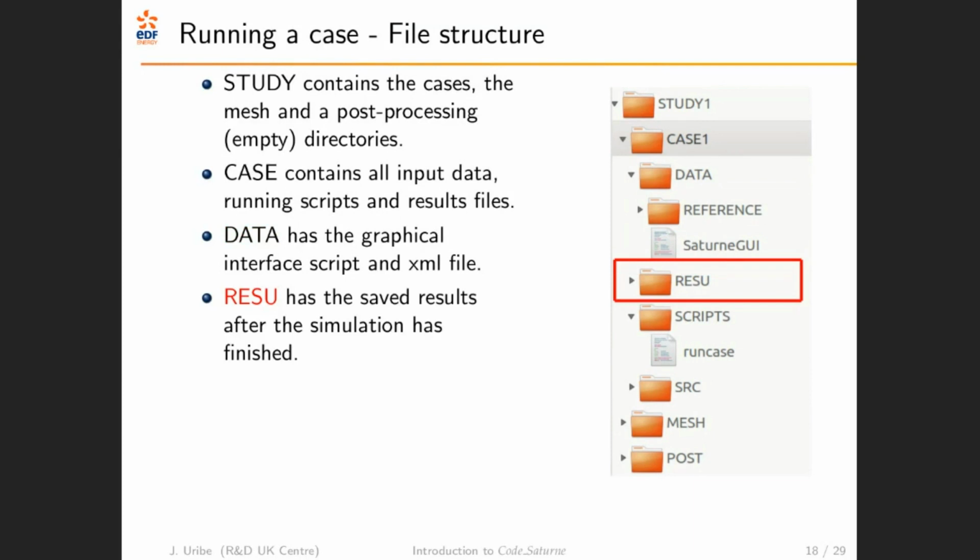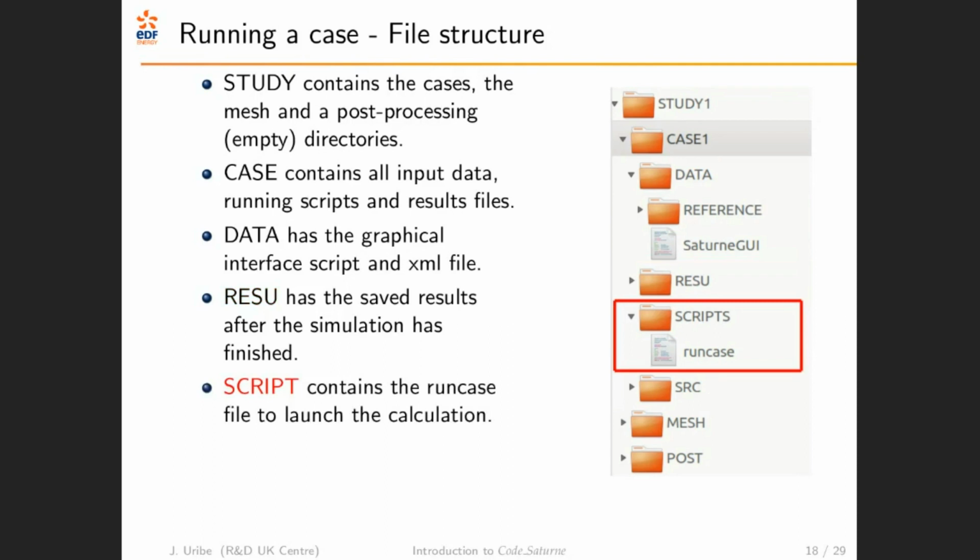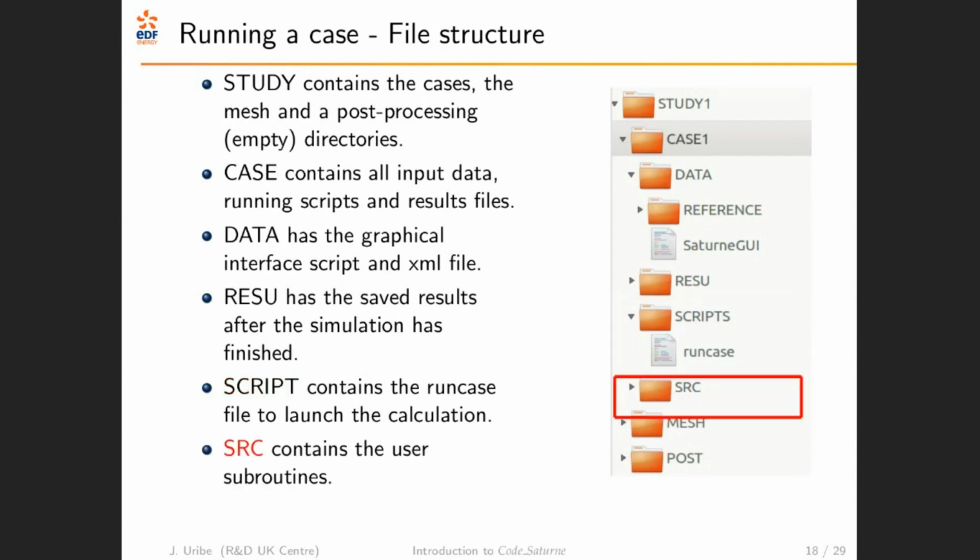In the result file is where you're going to have the results after you've run a computation. So at the beginning is an empty directory. But every time that you run any computation, the results will be stored there by default. The script directory has a file called run case, which is basically the equivalent of clicking run on the graphical interface. We'll go through why is that later in the session when we go to the remote machine. You'll see why that is an advantage.